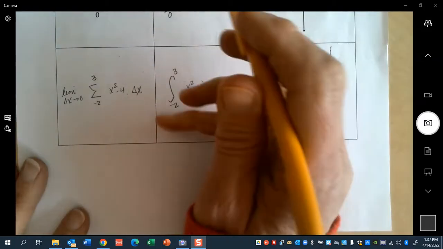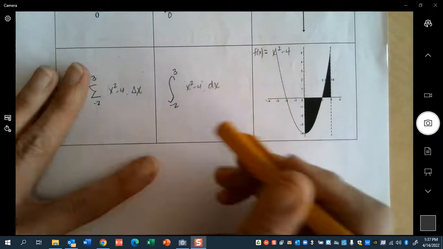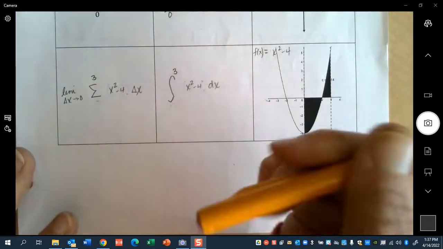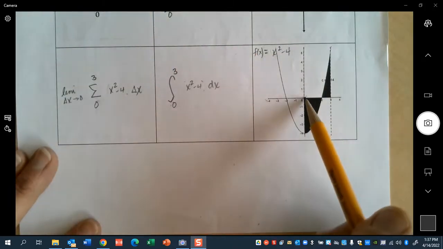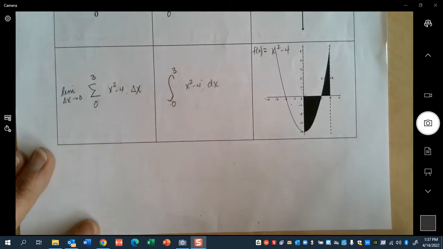Right? Shouldn't the range be from 0 to 3, or is it? Yeah. So this is from 0 to 3 because I'm not colored in back here at -2. That's a good catch.